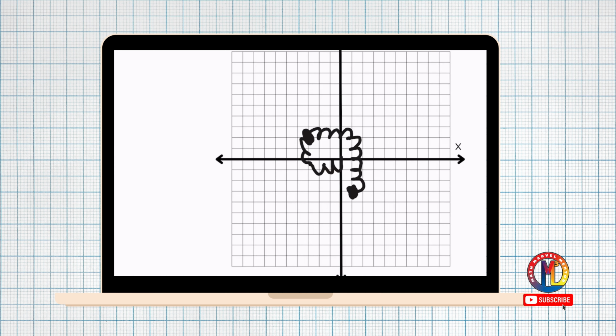So for x, starting at the origin, we go over 1, and it's positive because we moved to the right. So the first part of our ordered pair is 1. And then for y, from the origin, I would go down 1, 2, 3 spaces. And since I'm going down, it's a -3. So our answer is the ordered pair 1, -3.